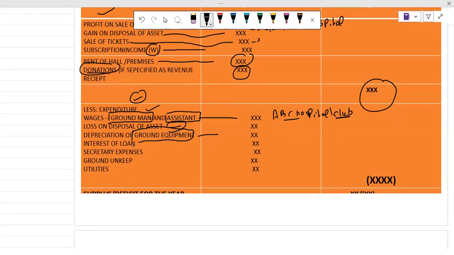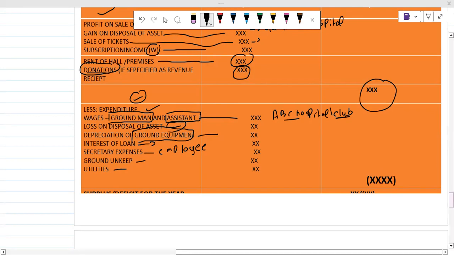Okay, so after that, we have interest on loan. For example, an NPO may take out some loan, so it means that they have to pay some interest on it. So of course, it will be our expenditure. And secretary expenses, she is also our employee, so all types of wages and salaries come under the expenditure. We all know that. Okay, so ground and keep, some other little expenses, and utilities.